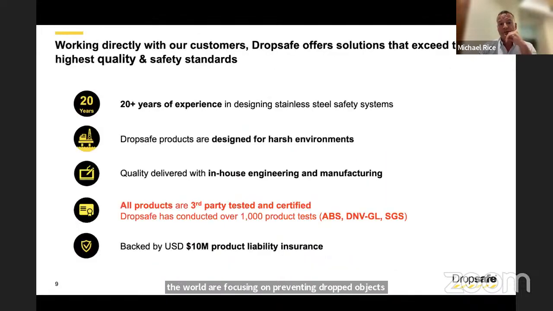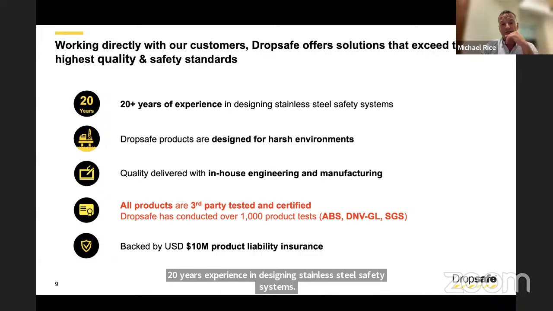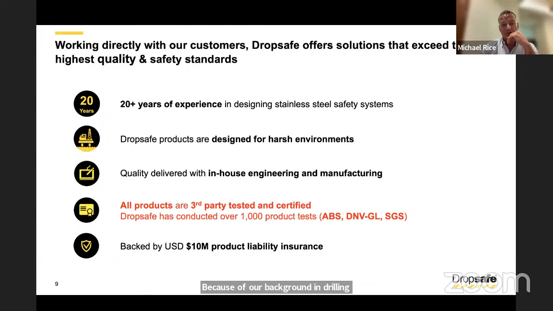Just a little bit more specific about Dropsafe. As I mentioned, we've been established over 15 years. We actually have a sister company, which does a lot of stainless steel manufacturing as well. So we have over 20 years experience in designing stainless steel safety systems. Because of our background in drilling, everything we do, every product we design, all of our quality and testing standards are really to make sure that our products can survive the harshest environments. I'm sure people on the call from the drilling industry are very familiar that there are very few situations more harsh on products than a drilling rig.